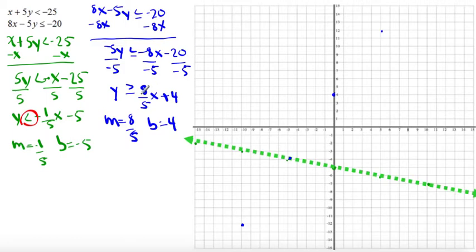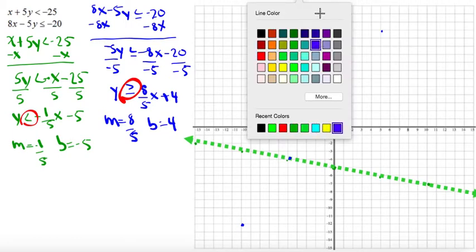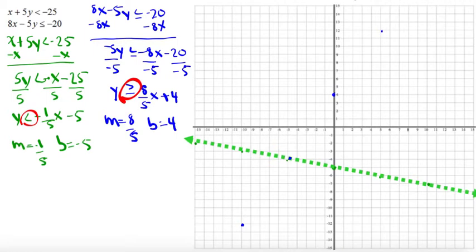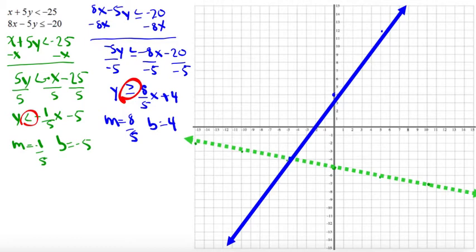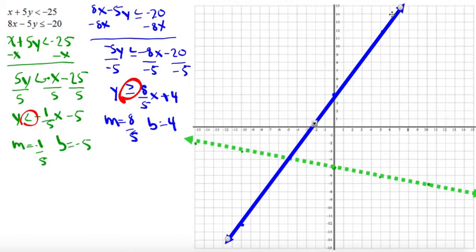The inequality symbol here is greater than or equal to. Since that "or equal to" is there, I know part of the solution will be on the line. So I need a solid line. Alright, so now to do some shading.